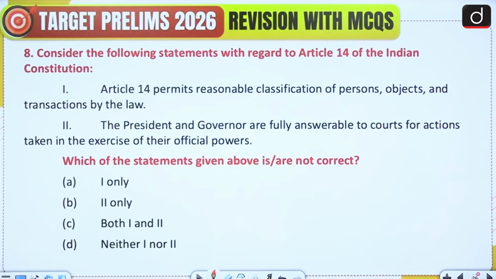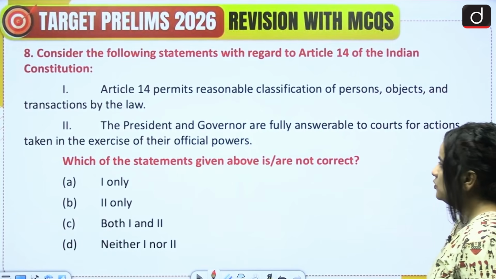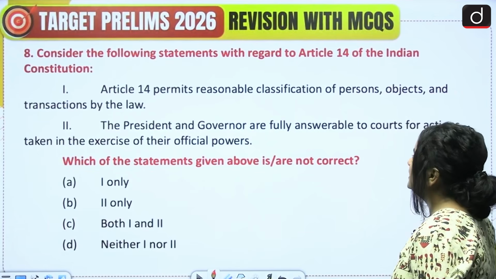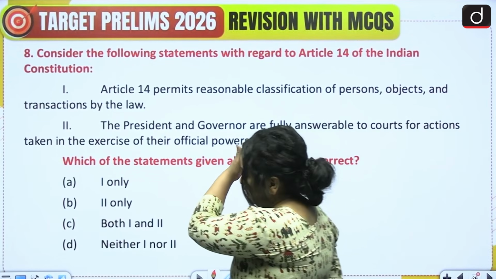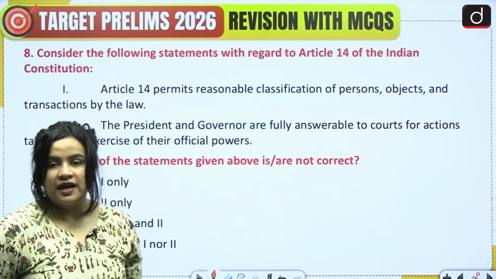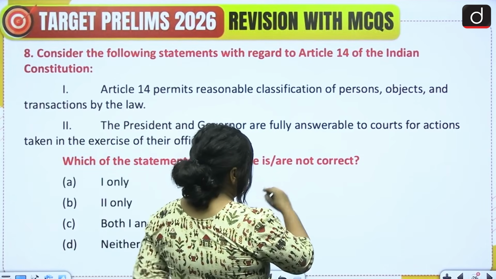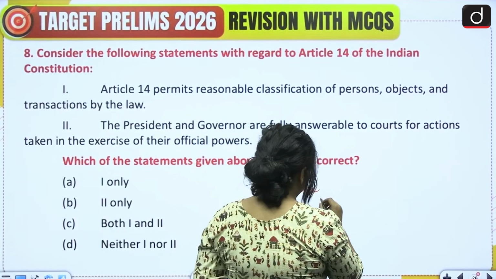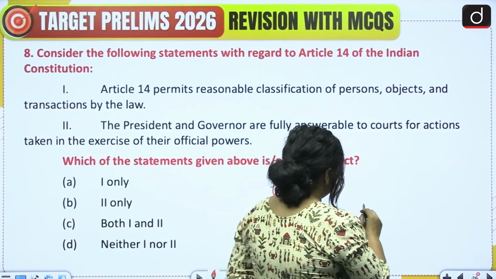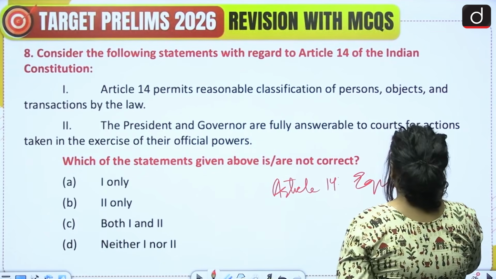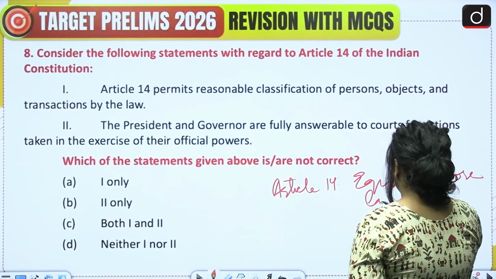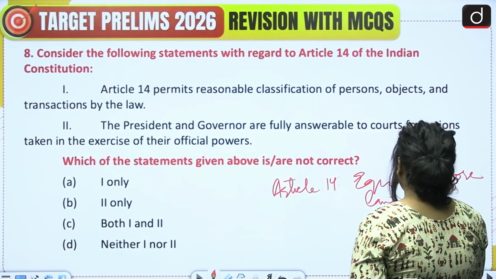Question 8 says, consider the following statements with regard to Article 14 of the Indian Constitution. 1. Article 14 permits reasonable classification of persons, objects, and transactions by the law. What is Article 14, students? Article 14 is basically dealing with the right to equality, and it talks about equality before law and equal protection of laws.